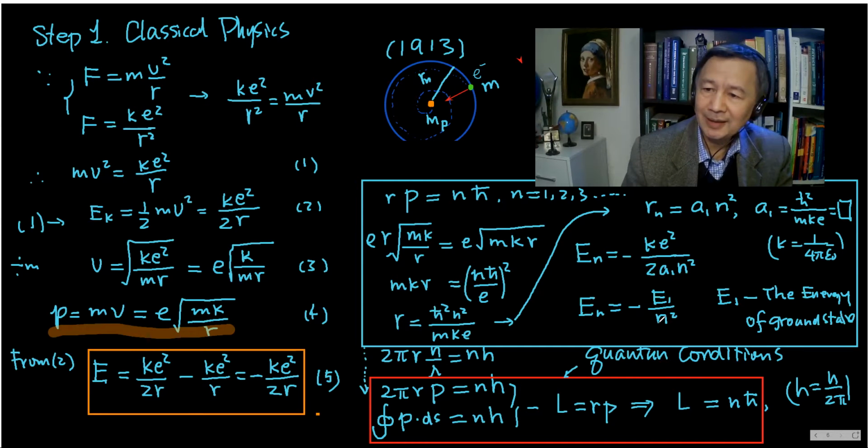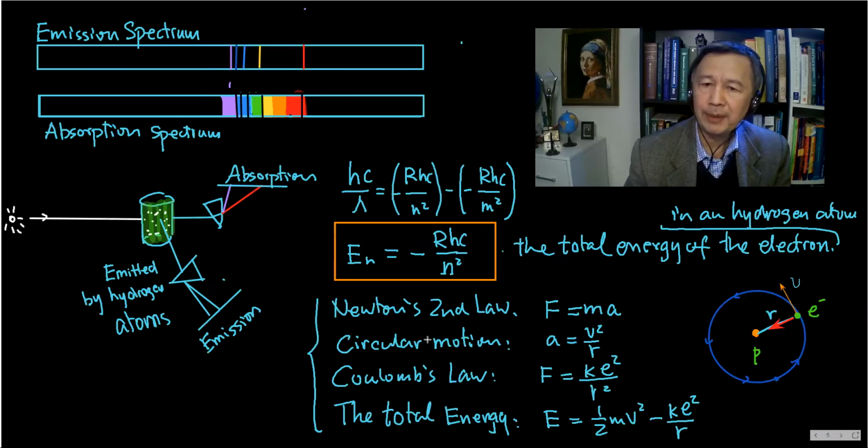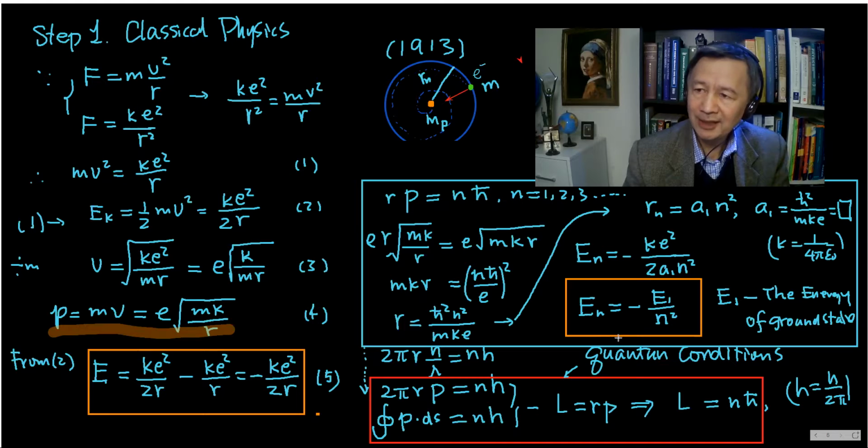Aha, you can see that this is the aha moment. So finally, Niels Bohr obtained the formula for energy, which has exactly the same form as the empirical formula derived by combining the Rydberg's formula, the Rydberg equation, and Max Planck's equation. Okay, so this is the key result Niels Bohr derived.